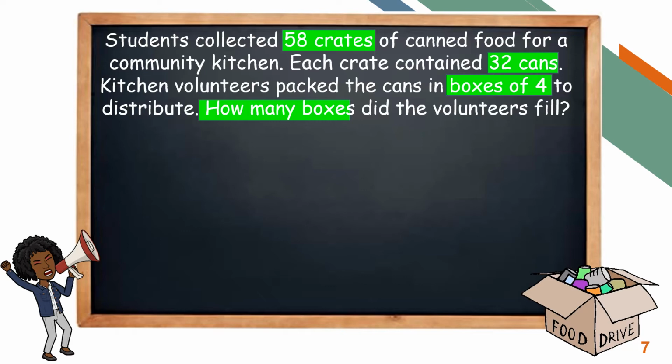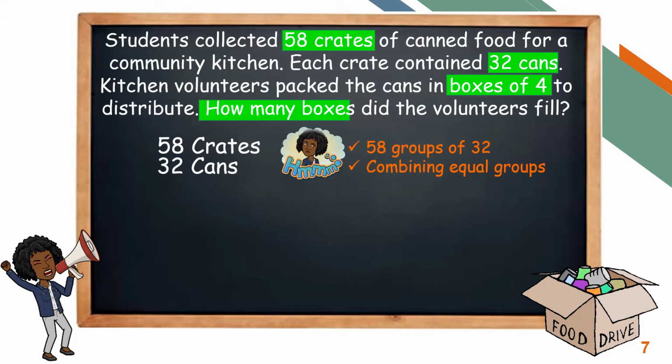Since the numbers are bigger, I'm going to estimate what should happen based on the information. 58 crates and 32 cans in each crate, meaning 58 groups of 32, or combining equal groups, or multiplication. 58 times 32 equals 1,856 total cans in the crates.